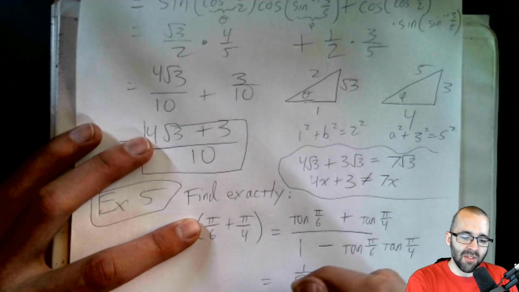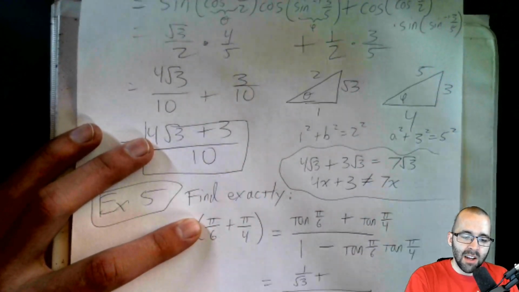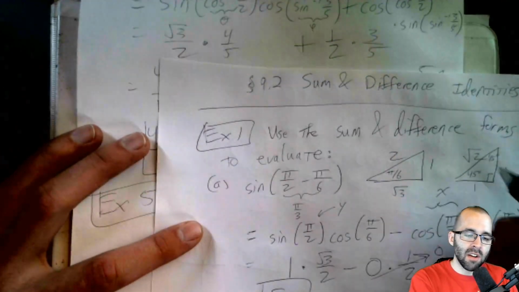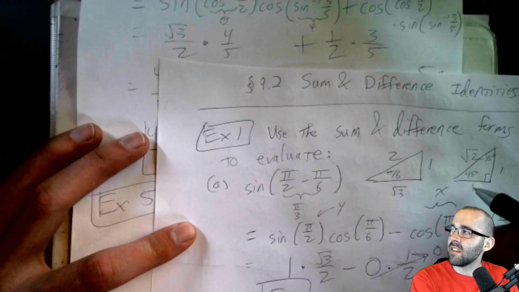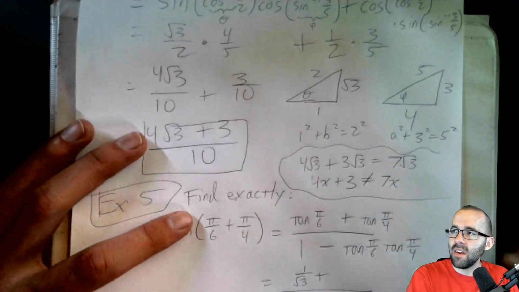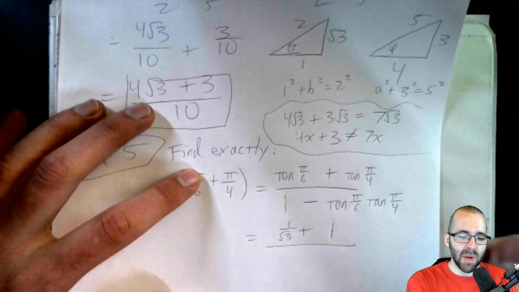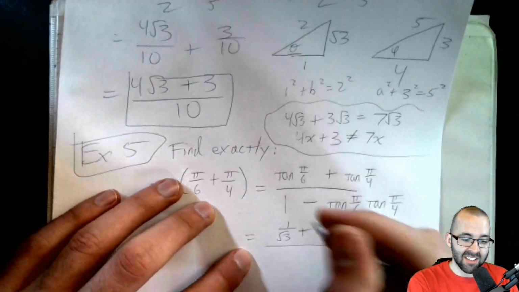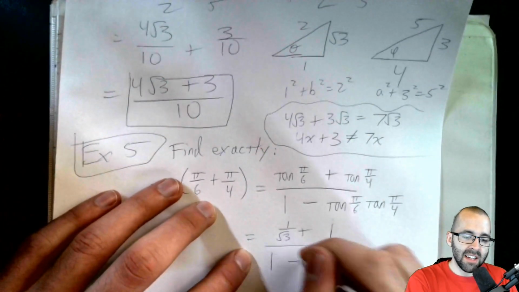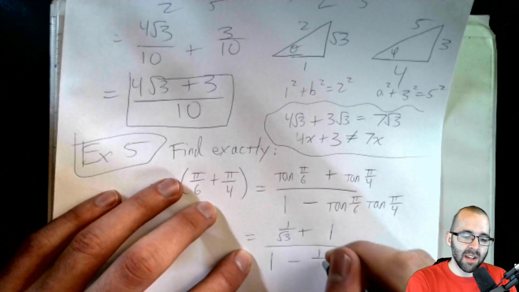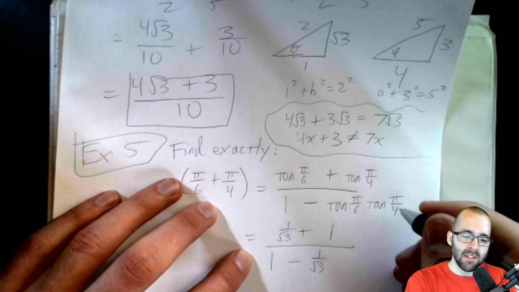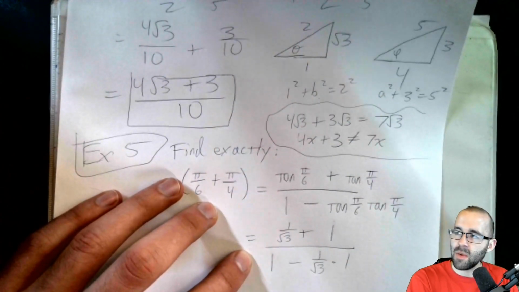Oh, we're going to have complex fractions here. This will be fun. Plus tangent of pi over 4, opposite over adjacent, 1 divided by 1. So this is nice. Tangent of pi over 4 is 1. That's going to make our lives a little easier. And the bottom is 1 minus tangent of pi over 6, which we already said was 1 over root 3, times tangent of pi over 4, which we already said was 1.